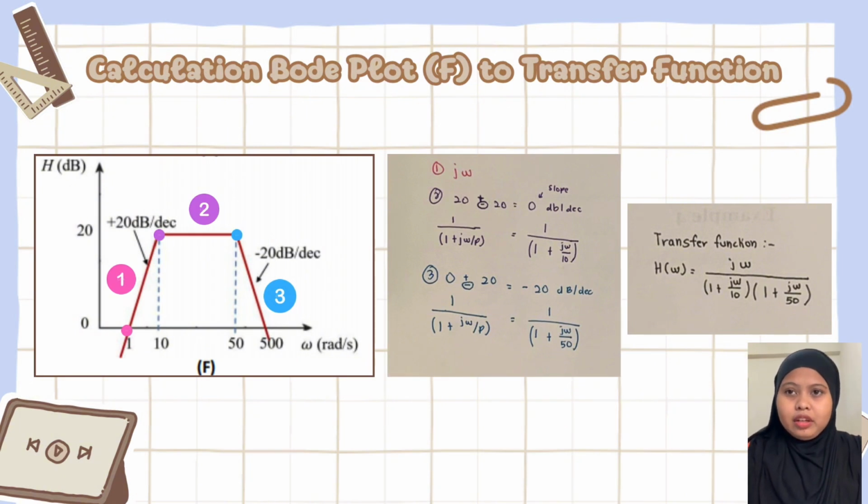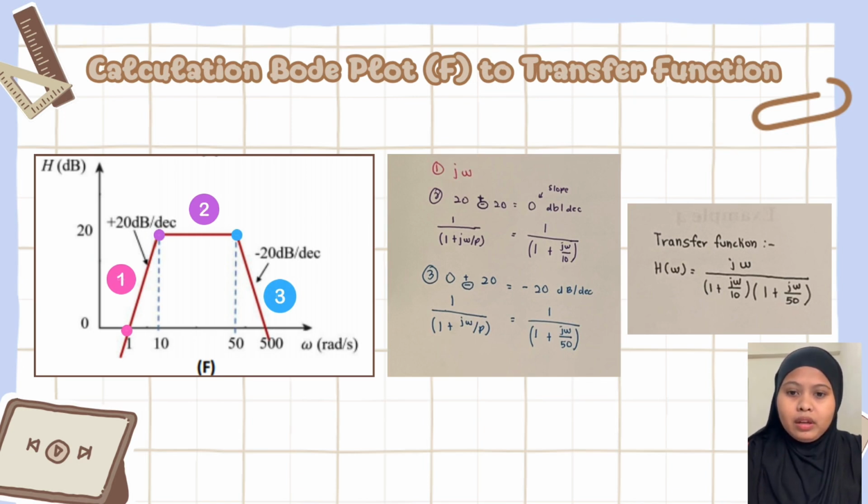Next slide is how to calculate the Bode plot for question 1F to the transfer function. Firstly, we look at line 1, whose starting point is omega equal to 1. The line is similar to the reference Bode plot for a zero at the origin, so that means it's j omega to the power n, where n is equal to 1. So it is only j omega.